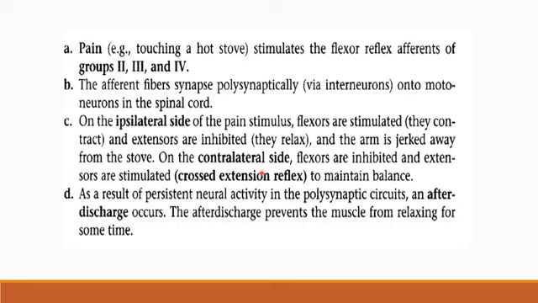And on the contralateral or opposite side limb, the flexors are inhibited and extensors are stimulated, that is the crossed extension reflex, to maintain the balance. As a result, persistent neural activity in polysynaptic circuits and after discharge occurs. So this after discharge prevents the muscle from relaxing for some time.